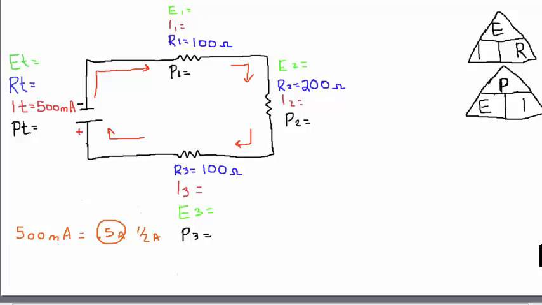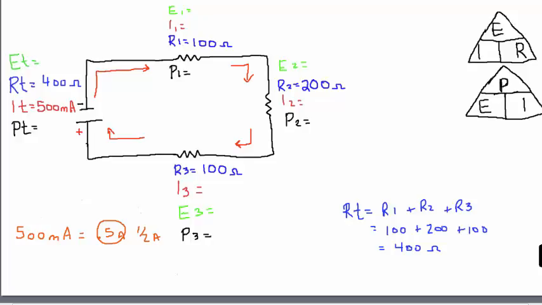Okay, so let's take a look at what we've got here. I've got three resistors in series, and Kirchhoff's law states that the amount of resistance in the circuit is equal to the individual resistors. So the total resistance is equal to resistor 1 plus resistor 2 plus resistor 3. So I have resistor 1 is 100 ohms plus 200 ohms plus another 100 ohms, which gives me 400 ohms. So my total resistance in this circuit must equal 400 ohms.